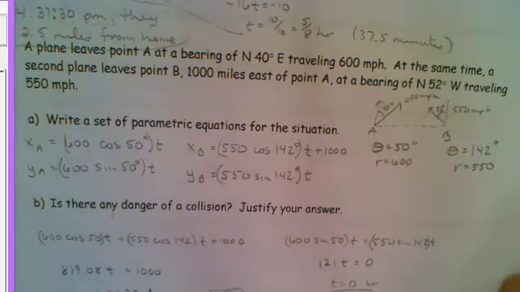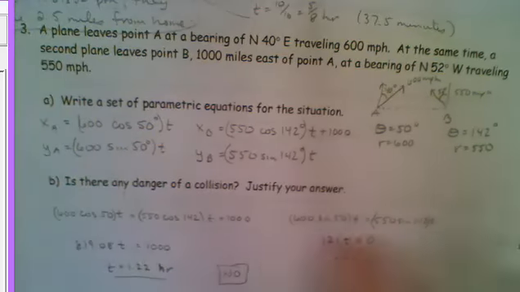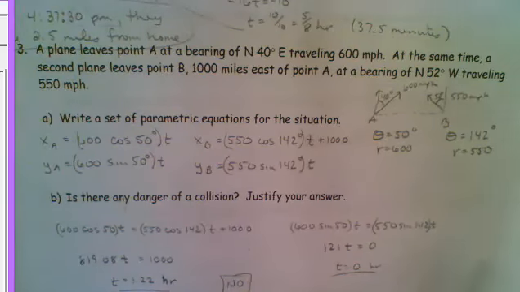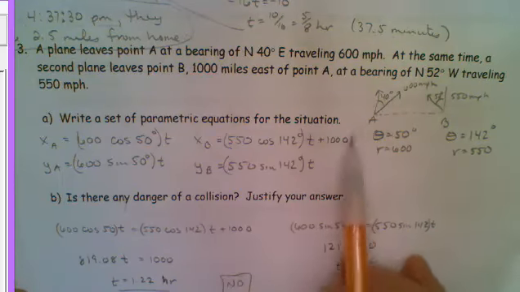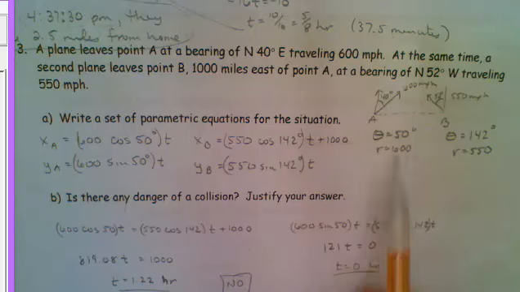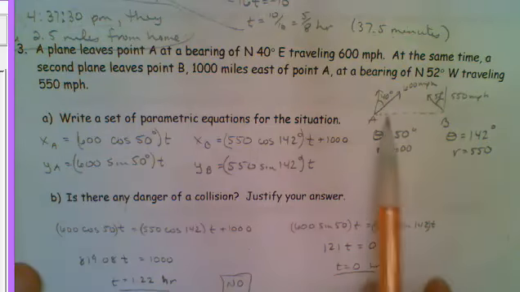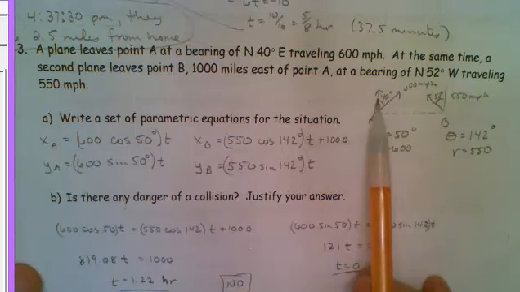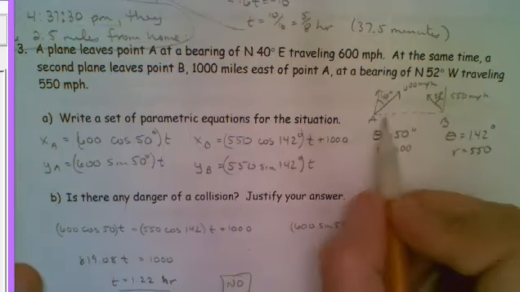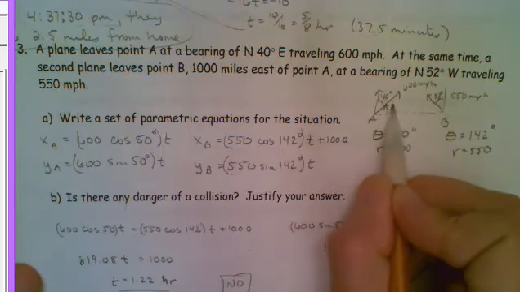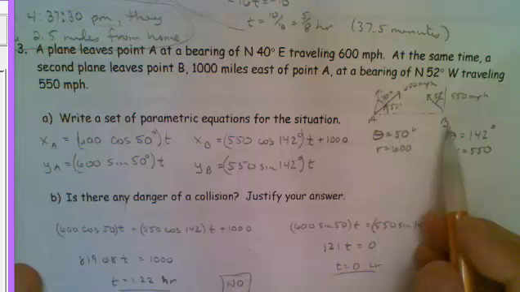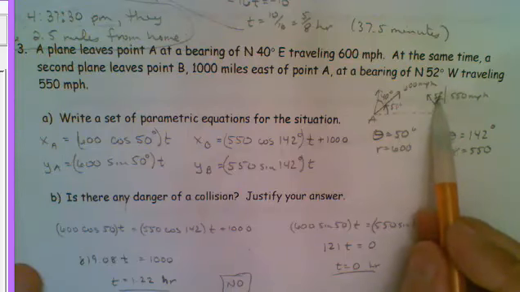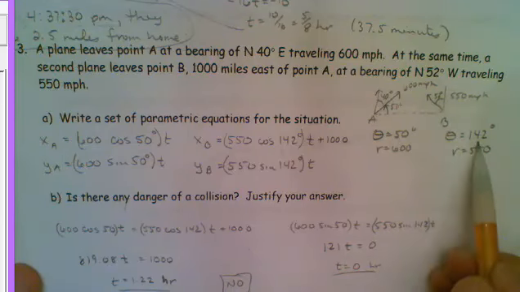Okay, and then this last one, it's linear, but it doesn't really follow that pattern we've had before. It's not horizontal or vertical. So with this one, you have to realize if they're at angles, we kind of go back to our vector stuff, and we say, all right, if I know I have a bearing of north 40 degrees east, I'm going this way. So my reference angle here is 50 degrees. That's my theta. And then if I was doing the other one, north 52 degrees west, my theta would be 142. And there's my r value.